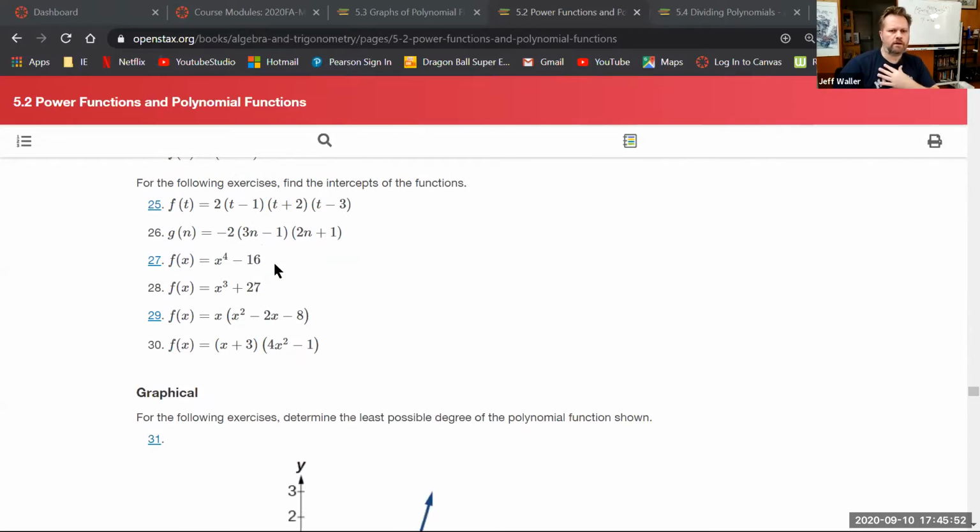Oh, yeah. Okay, this is beautiful because this is one of the first things I wanted to talk about. Find the intercepts. So the y-intercept is easy for number 27. How do I find the x-intercepts? For number 27, how do I find them? Factor it. Factor it, yeah, totally.